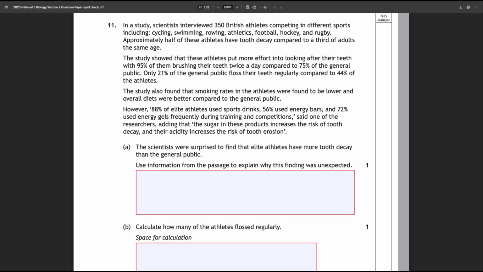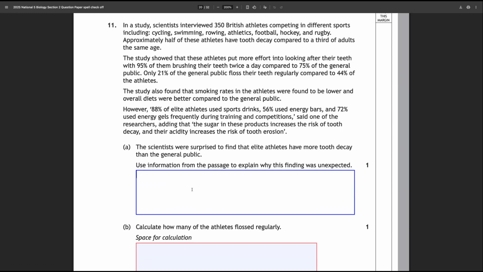However, 88% of elite athletes used sports drinks, 56% used energy bars, and 72% used energy gels frequently during training and competitions, said one of the researchers, adding that the sugar in these products increases the risk of tooth decay and their acidity increases the risk of tooth erosion. The scientists were surprised to find that elite athletes have more tooth decay than the general public. Use information from the passage to explain why this was unexpected.